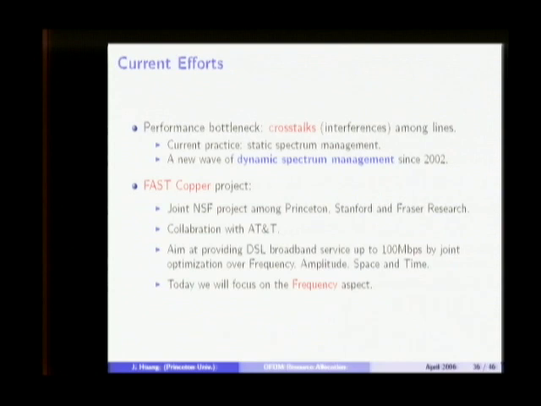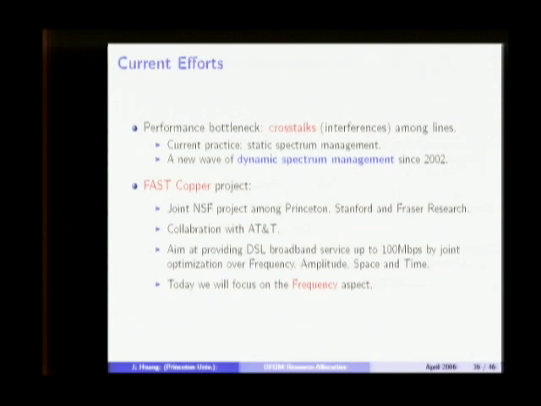So what I'm going to talk about today belongs to this class. And on the other side, it also belongs to this Fast Copper project, which is a large project between Princeton University, Stanford University, and the Free Soul Research in Princeton. And also with collaboration with AT&T, former SBC, a lab, which now has 60% of the DSL lines in the US by combining Bell cells.